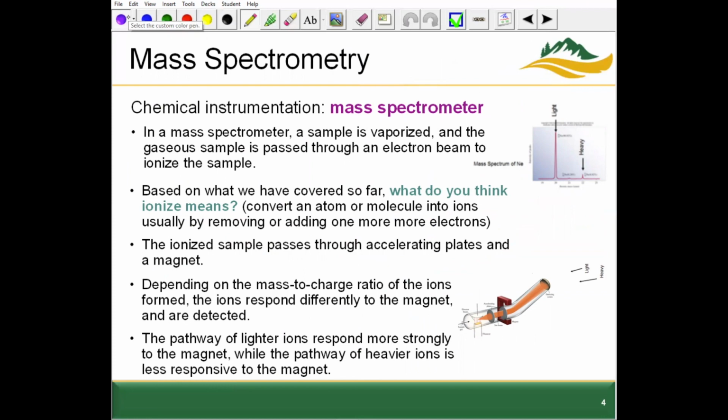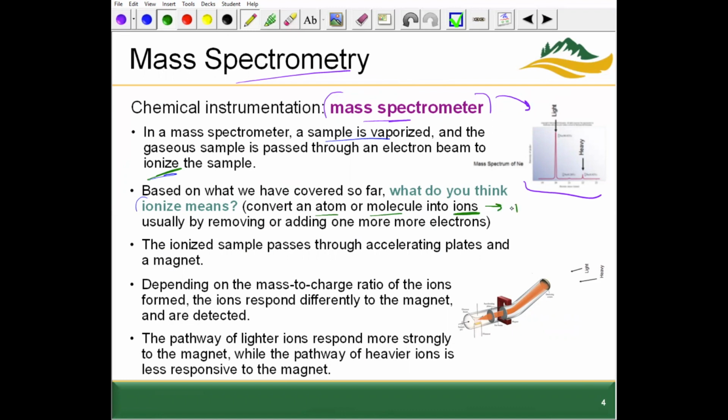We won't go too much in depth here with mass spectrometry, but I do want you to be at least aware of the idea of this. So the chemical instrument is a mass spectrometer. This is an example of some output data from that instrument. Within mass spec, we have a sample that's vaporized. The vapor is ionized, and based on what we know so far, for something to be ionized means we're converting an atom or a molecule into ions.